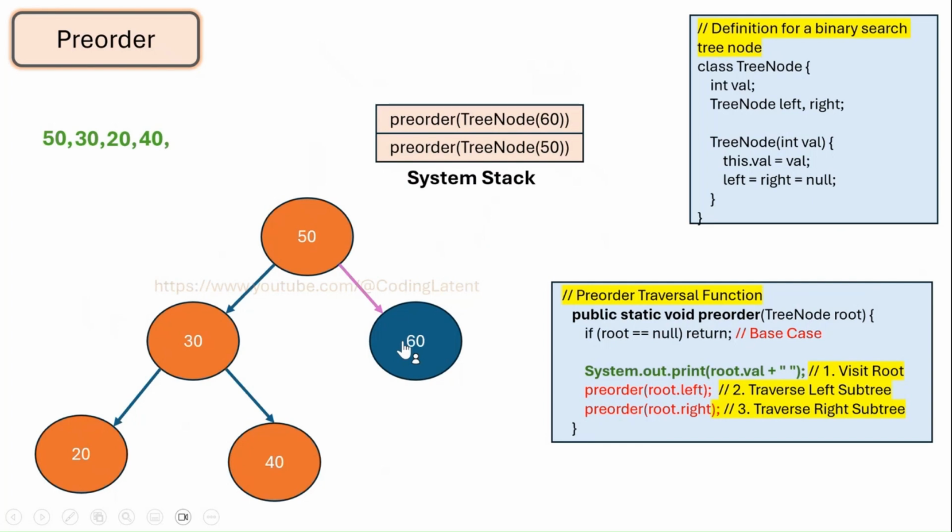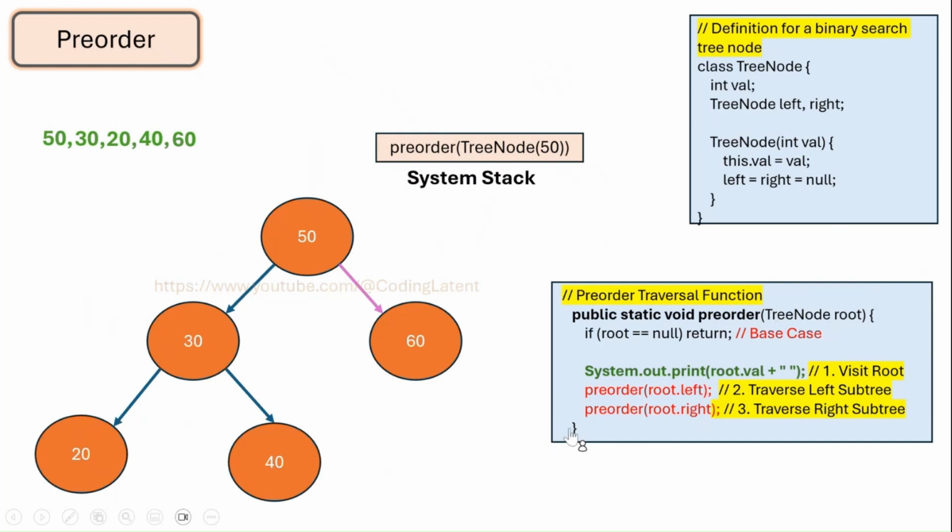So pre-order is called with node 60 as a root. It will print the root. It will go for the pre-order root.left, which is 60.left, which is null. So it will return. Then it will go for 60.right. That is also null. So it will return, and it will backtrack to the previous function execution, which is pre-order node 50 as a root.